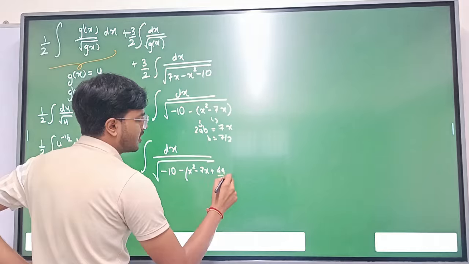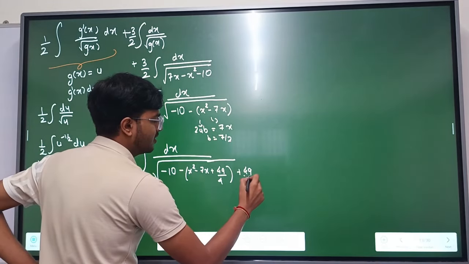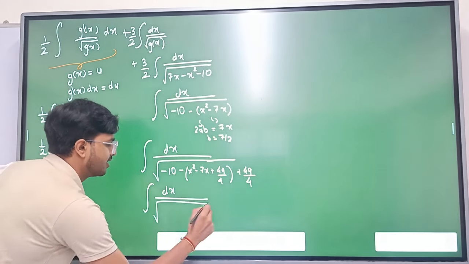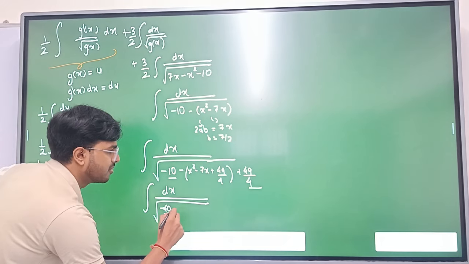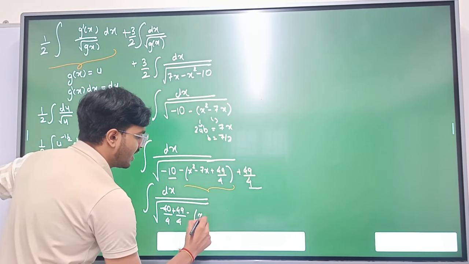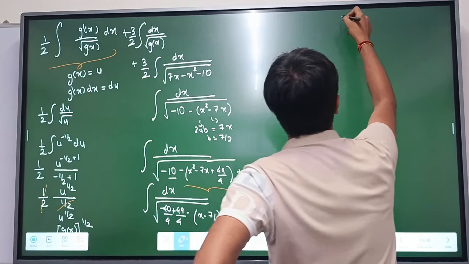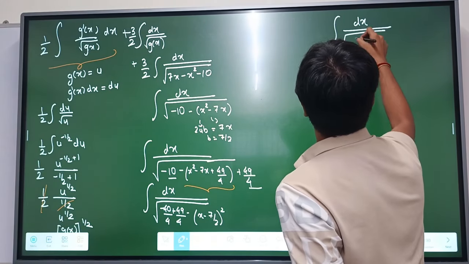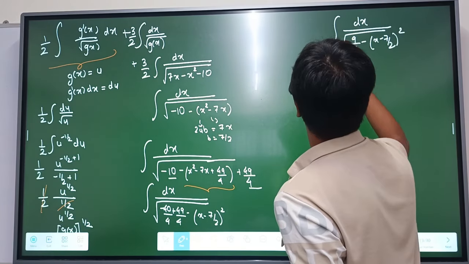7 by 2 whole square is 49 by 4. Minus plus minus. So here it will come with a plus. So integration dx divide by minus 10 plus 49 by 4. So minus 40 by 4 plus 49 by 4 minus this whole thing would be x minus 7 by 2 ka whole square. So what will we get? Integration of dx divide by under root 9 by 4 minus x minus 7 by 2 ka whole square.